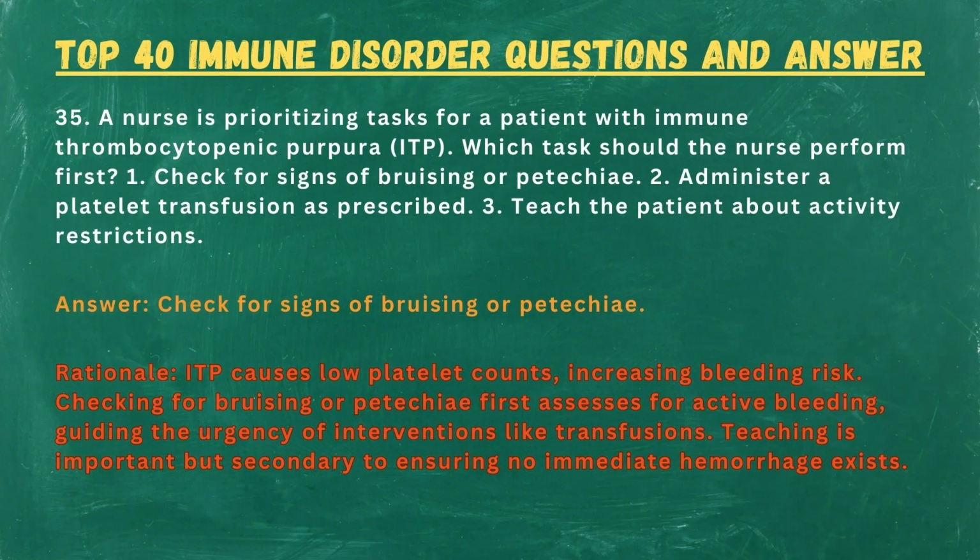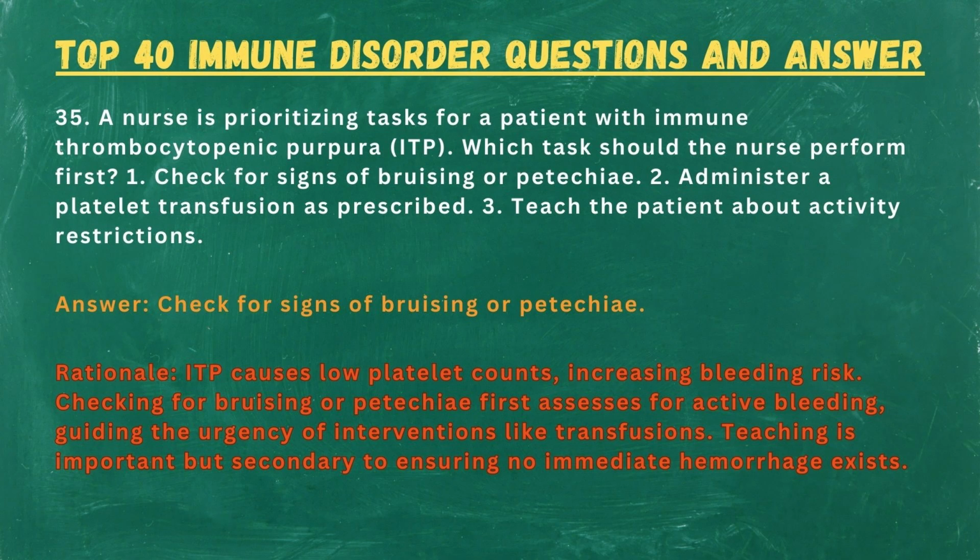35. A nurse is prioritizing tasks for a patient with immune thrombocytopenic purpura, ITP. Which task should the nurse perform first? 1. Check for signs of bruising or petechiae. 2. Administer a platelet transfusion as prescribed. 3. Teach the patient about activity restrictions. Answer: check for signs of bruising or petechiae.